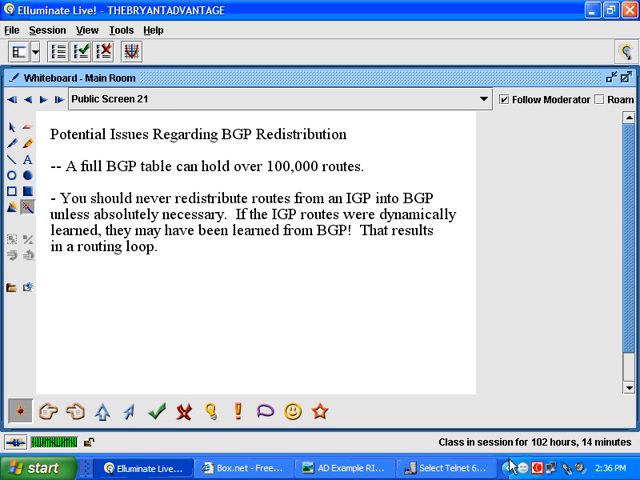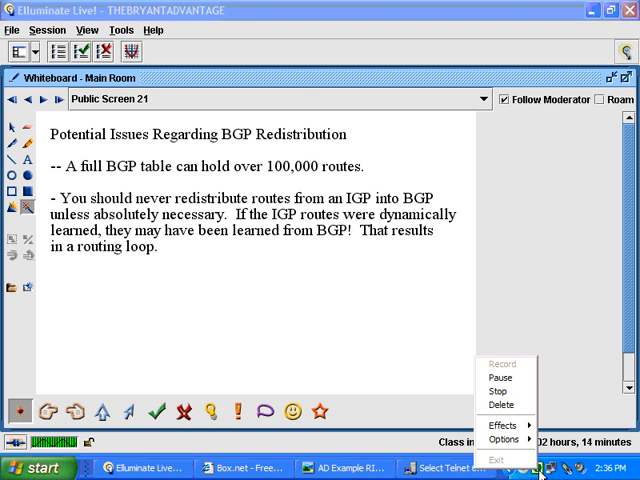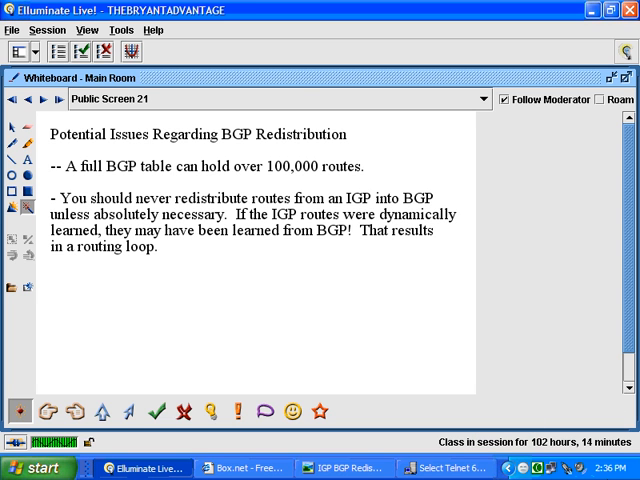Moving on to potential issues regarding BGP redistribution. And this is quite a potential issue here. If we screw up redistribution with our own IGPs, we're going to inconvenience some people in our company, but we're not inconveniencing the world. Well, a full BGP table can actually hold over 100,000 routes. And you should carefully consider that fact before you start working with BGP redistribution, because a lot of damage can be done very quickly to your network.